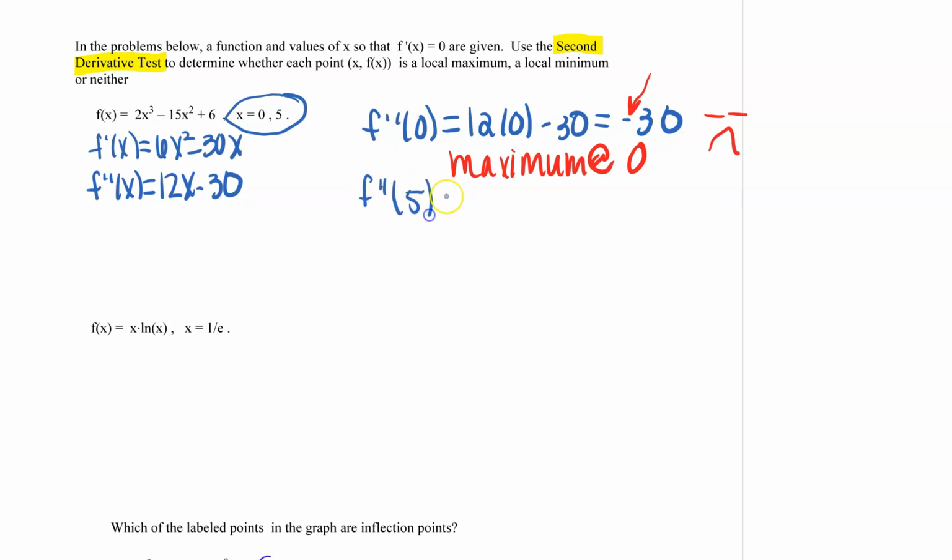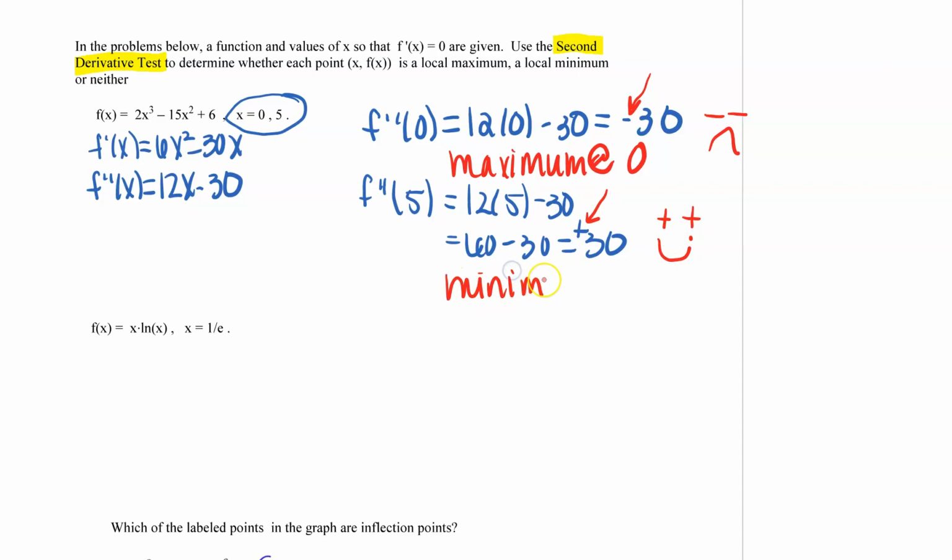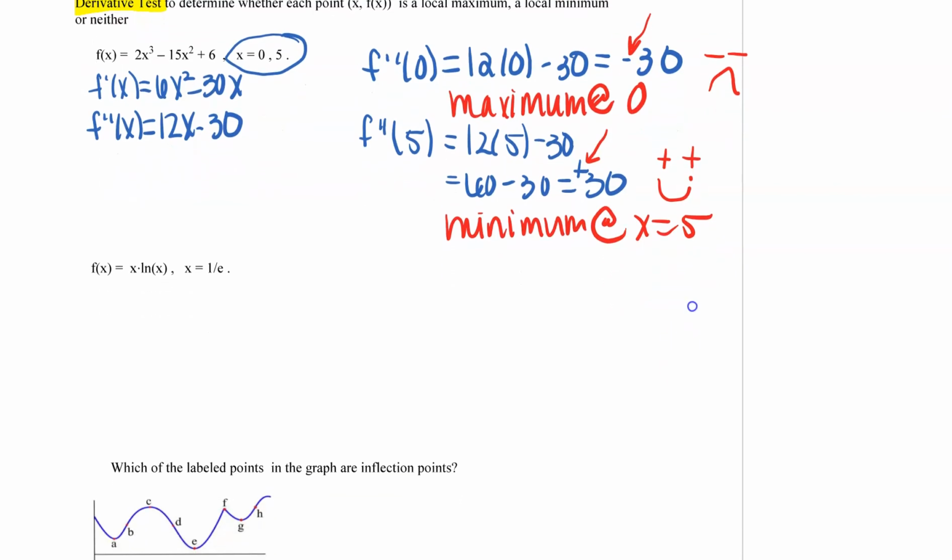Let's do it again with our other values. So f double prime of 5 would be equal to 12 times 5 minus 30. And so let's see, that would be 60 minus 30 to give me a positive 30. And again, I'm not concerned that it's 30. I'm concerned that it's positive. And so again, super lame smiley faces. Then this shows me I'm going to have a minimum at x equal to 5. So you can see that rolls pretty quickly, especially when they give you these values.